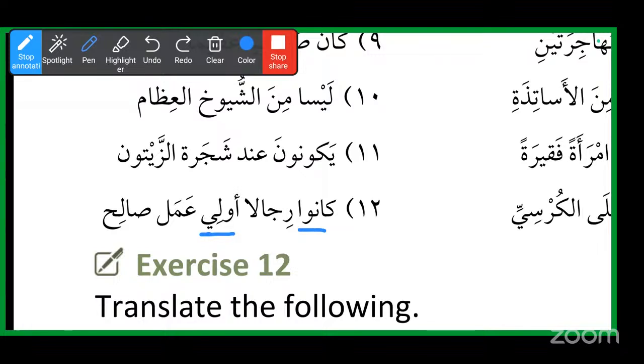So everything after rijalan should be nasab. Sorry, it's not za, it's zawa, because it is plural. If it was kana rajulan, then za.